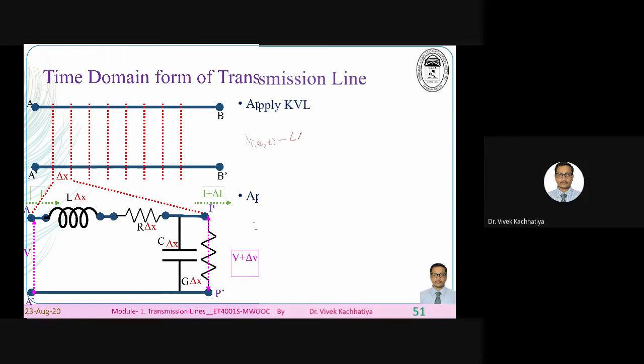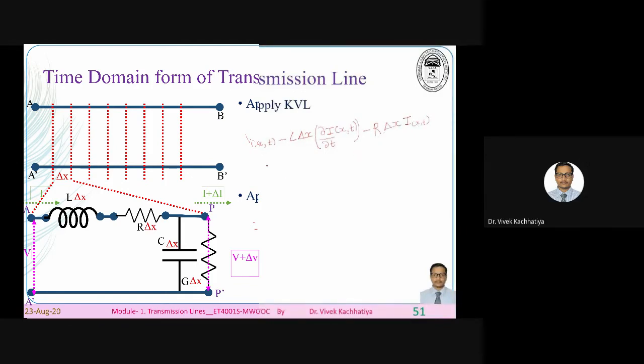So how do we represent the voltage at the inductor? This L delta X will come as it is, and this will be multiplied by the derivative of current, because it is an inductor, whatever current accumulates, minus R into delta X times current, that is I of X comma T. Okay.